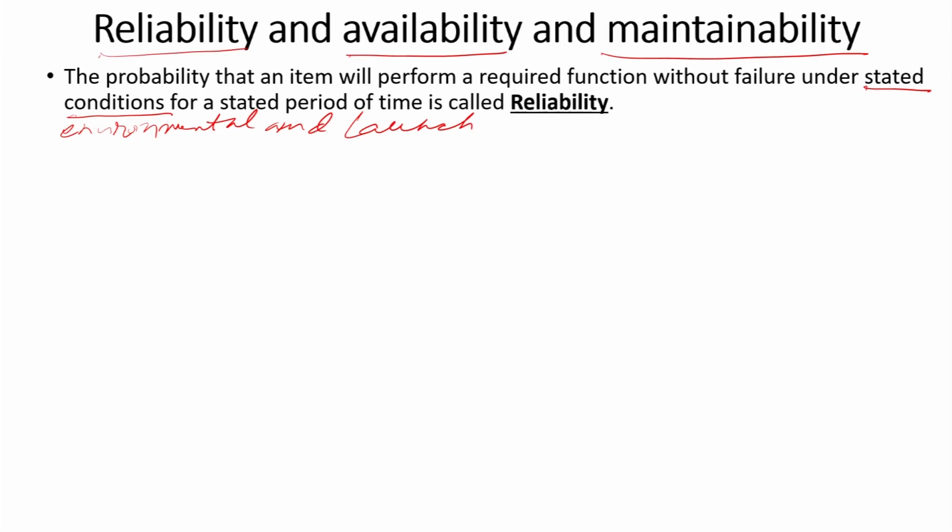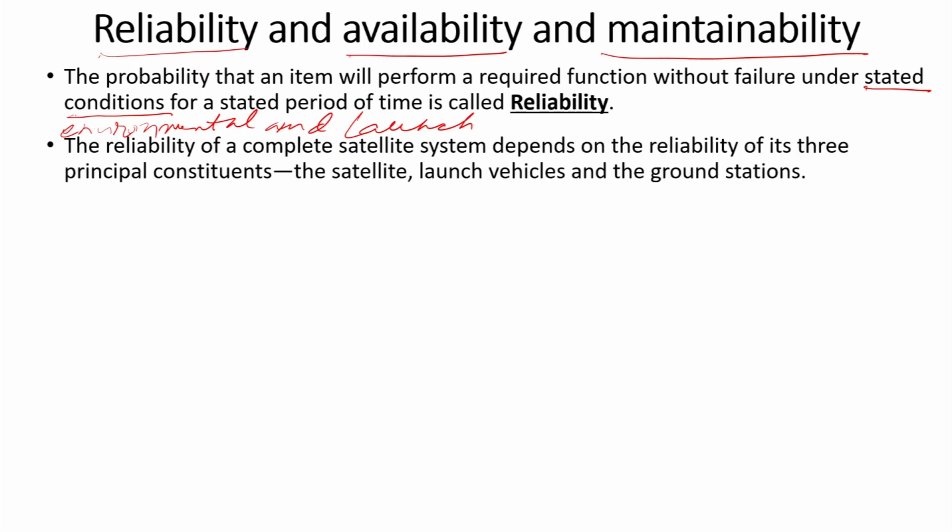For a stated period of time, that is called the reliability. So, the reliability of a complete satellite system will depend on the reliability of its three principal constituents. The first is the satellite, then the launch vehicle, that should be a successful launch, and then the ground stations. Because the satellite operation is done through the ground station for data downloading, the telemetry, the tracking and telecommand, all those things.